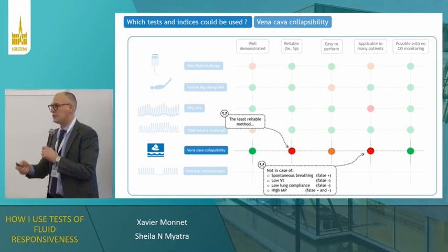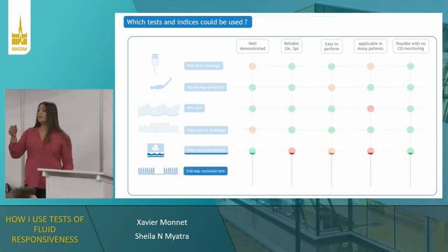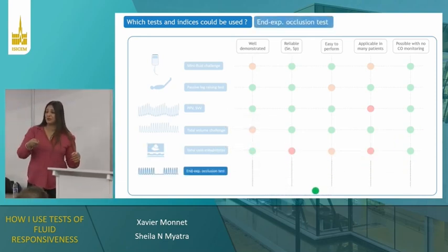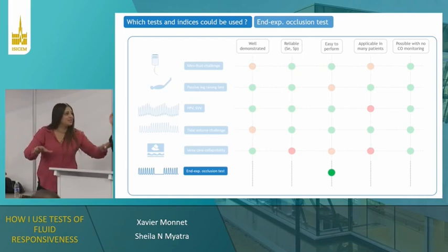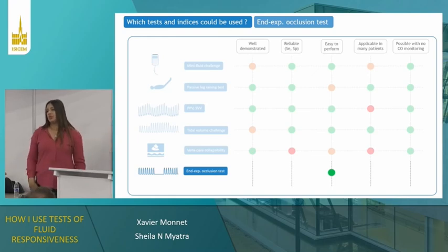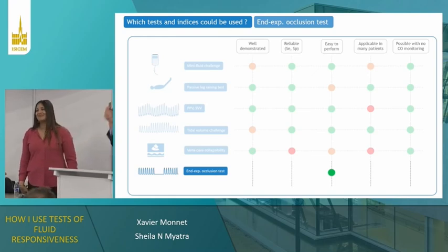So, the least reliable, but the beauty is it's very simple to do. Yes, but you can, even before you put in lines, make a quick assessment, but the reliability is questionable. Yes, it's simple and not reliable.